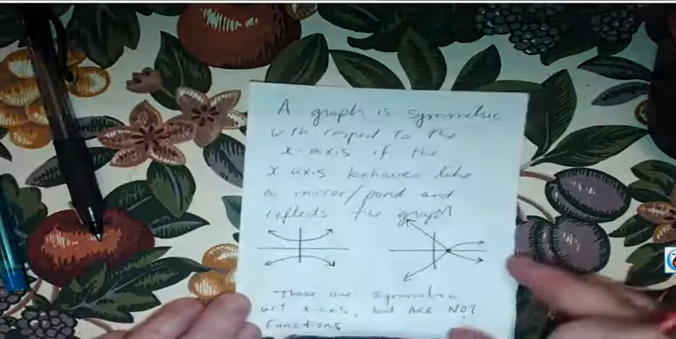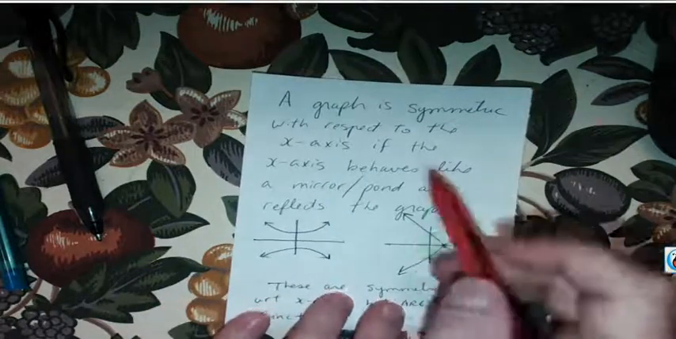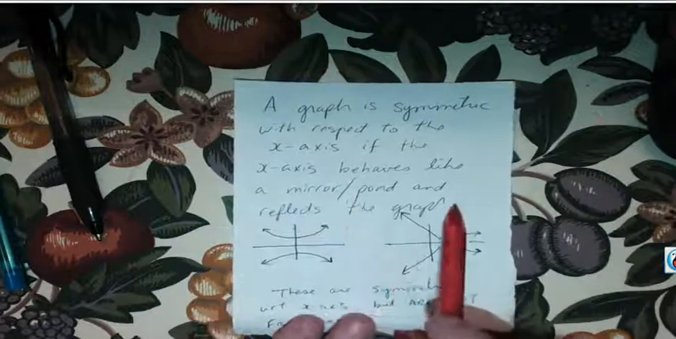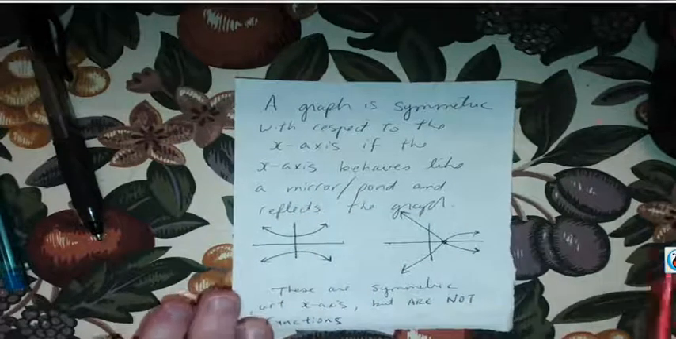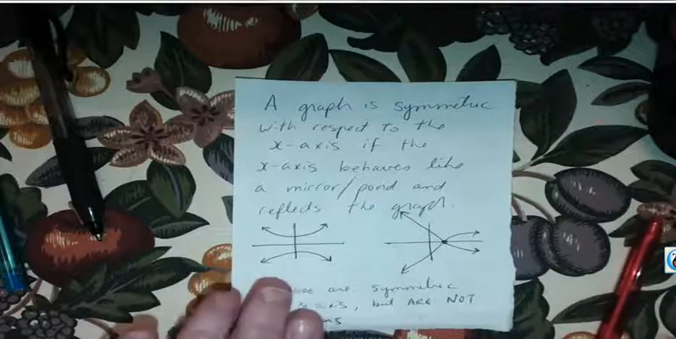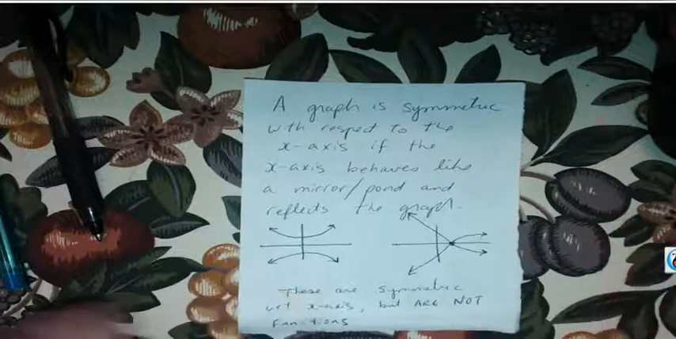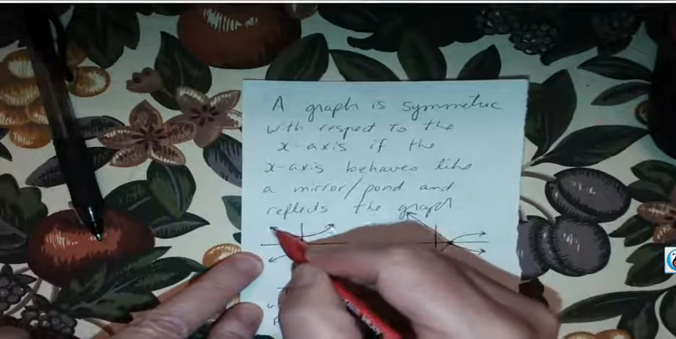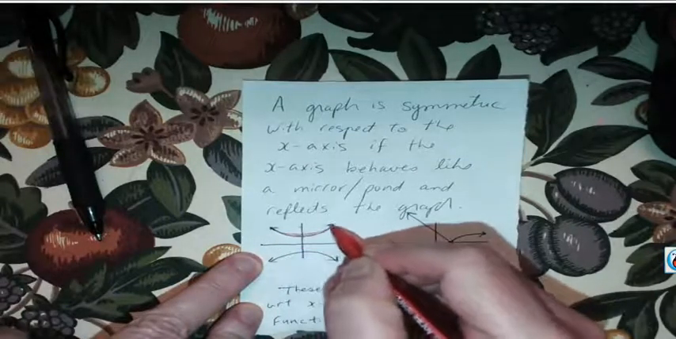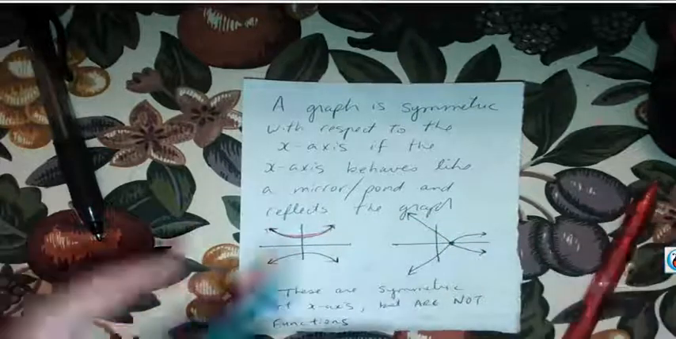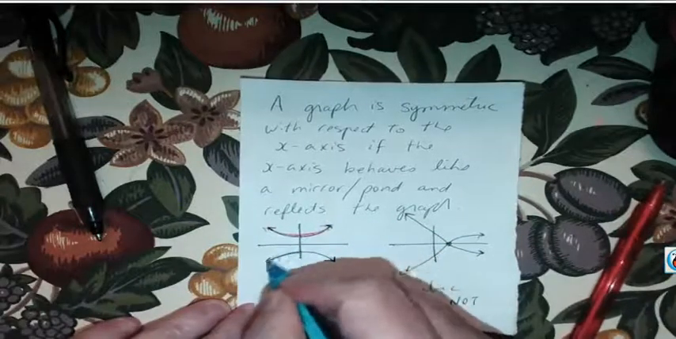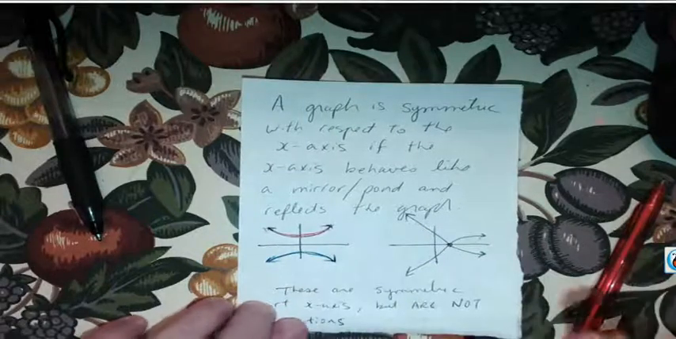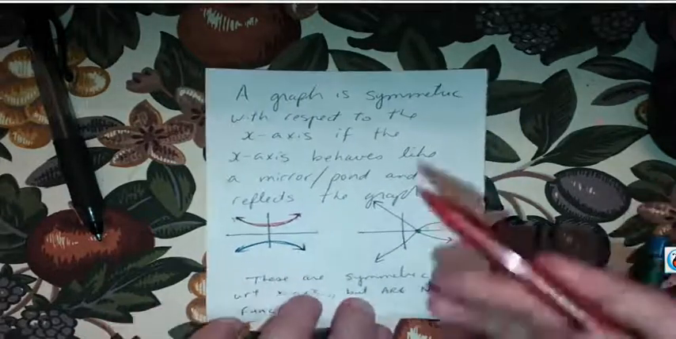A graph is symmetric with respect to the x-axis if the x-axis behaves like a mirror or a pond and it's reflected in the graph. So the way you can see these is if I draw this part in red, and if the x-axis were a pond or a mirror, what would you expect its reflection to look like? Something like that. Okay, and that's, again, considering that I drew it freehand.